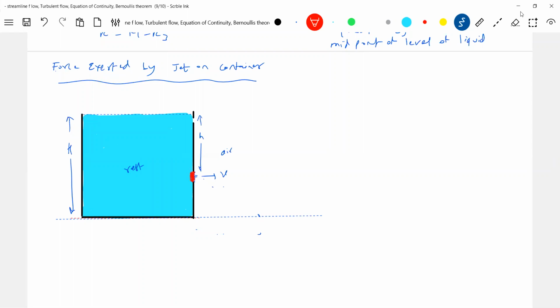So is it having anything? That one? It's having velocity. So it is also having delta x. The moment I open up the hole, this layer of liquid will emerge from the container.